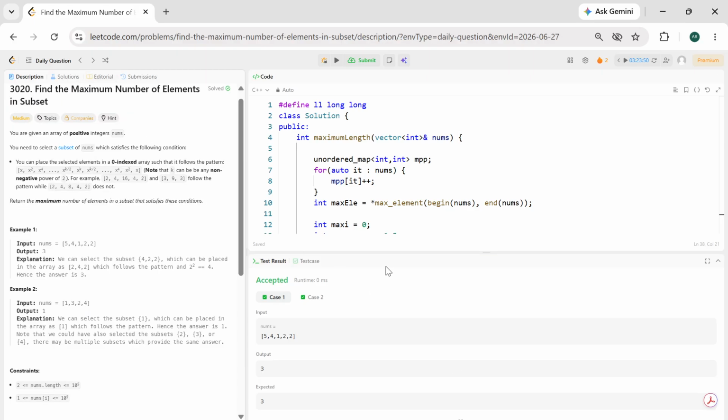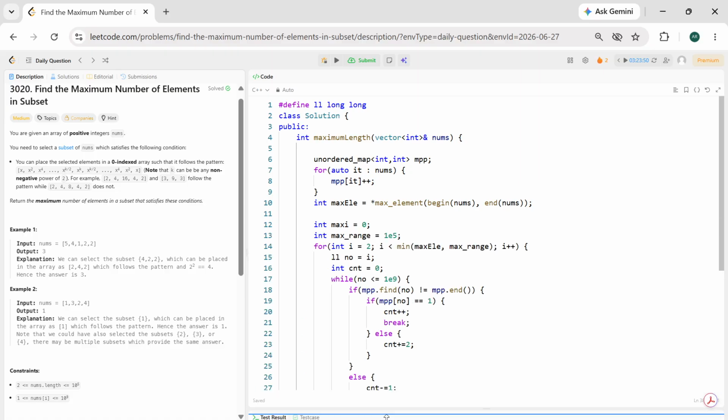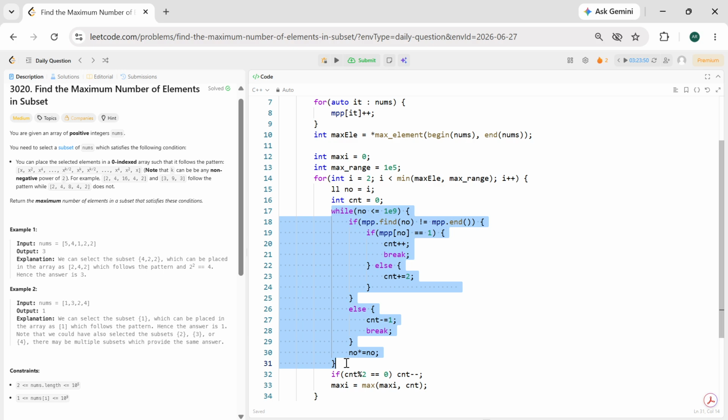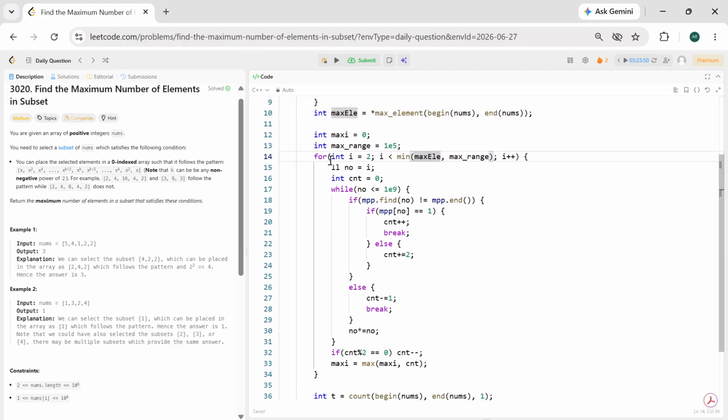If we talk about the time complexity of this problem, it is big O of n. Why? Because this loop will at most execute 7 or 8 times, not more than that, so this is constant. Now this is 1e5, because the maximum element is 1e5, so this will execute at max 1e5 times. So this is how you can solve the problem.